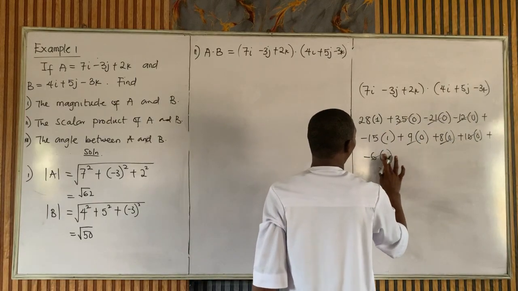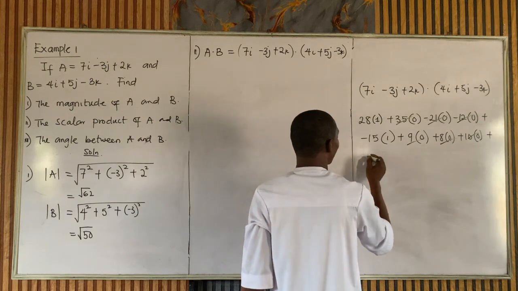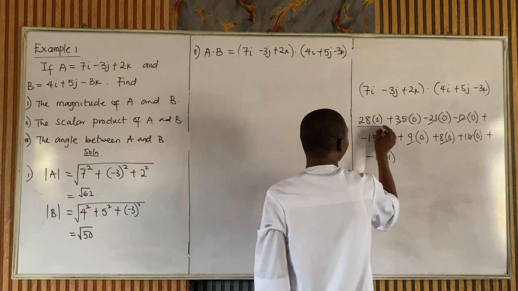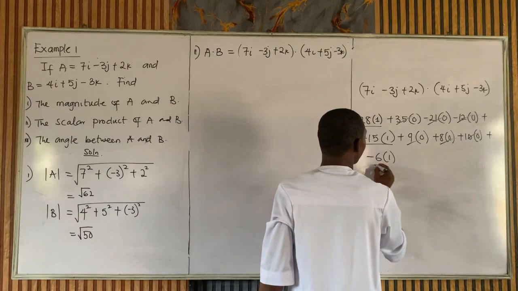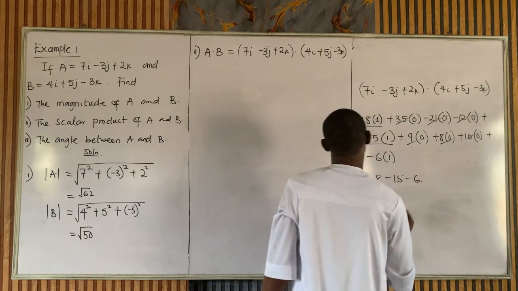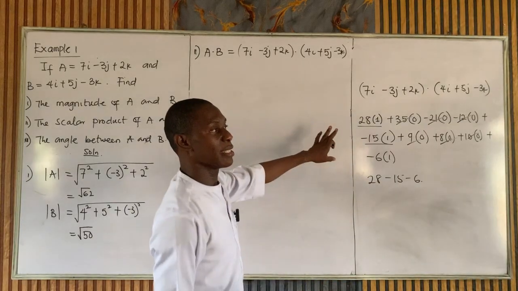So this should give us 1 because it is K dot K. So this is minus 6 into K dot K, that's 1. At the end of the day, all we have left is this, and this. And that will be 28 minus 15 minus 6. You see, this is a very long way of doing this.